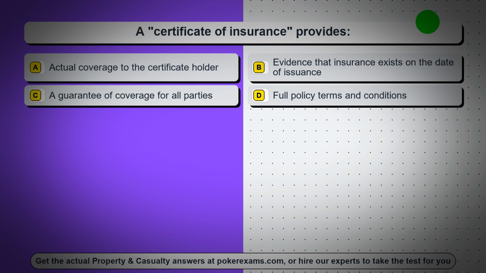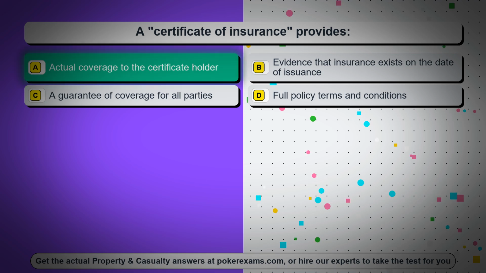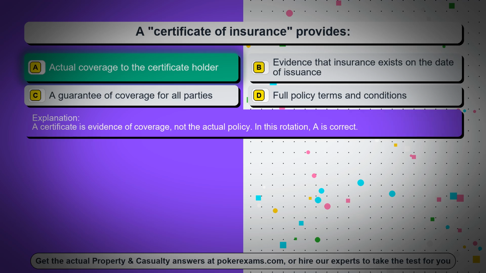Question 94. A certificate of insurance provides option A, actual coverage to the certificate holder. Option B, evidence that insurance exists on the date of issuance. Option C, a guarantee of coverage for all parties. Option D, full policy terms and conditions. The correct answer is option A. Actual coverage to the certificate holder. A certificate is evidence of coverage, not the actual policy. In this rotation, A is correct.